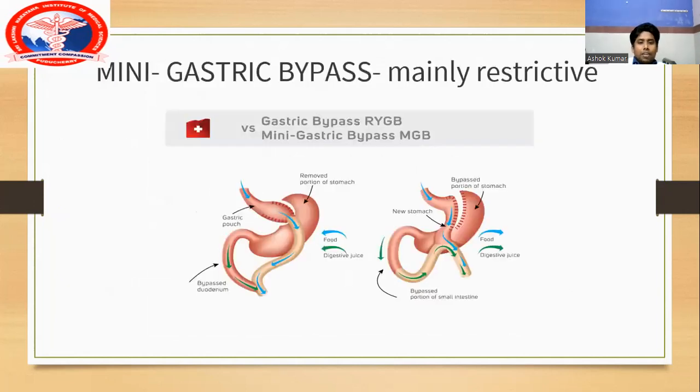So this is mini gastric bypass. This is also mainly restrictive and partially malabsorptive. And we saw this is Roux-en-Y gastric bypass. These are two anastomoses here. One is the gastrojejunal anastomosis and the other one is the jejunojejunal anastomosis.